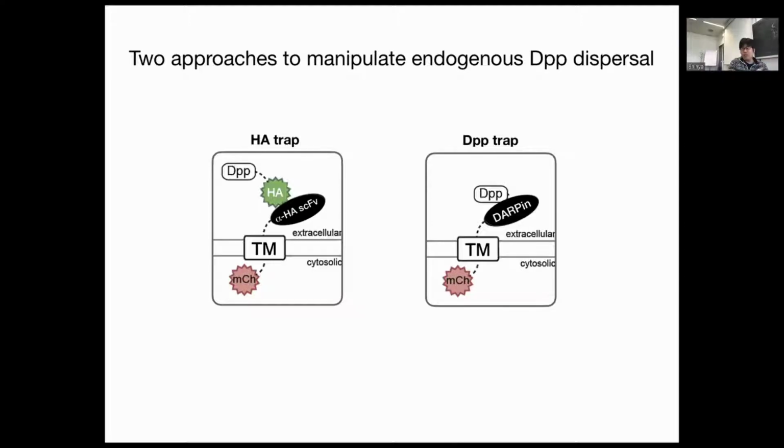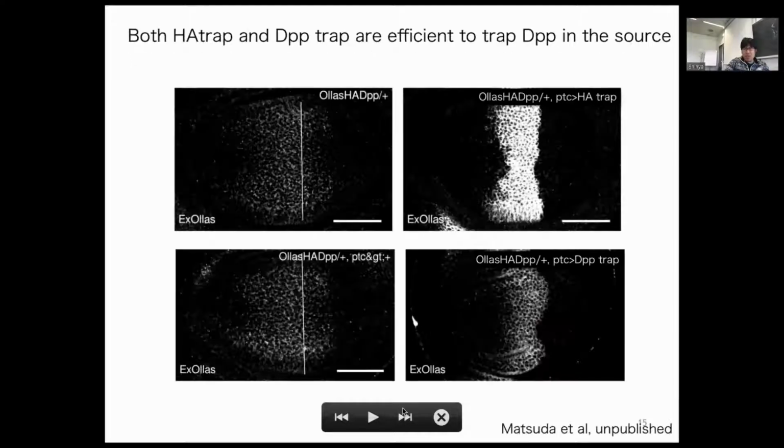the Plückthun lab in Zurich have a platform to screen DARPins against a protein, so we collaborated to screen a DARPin against DPP. And for the HA single chain antibody, I collaborated with my former lab in Japan, because they happened to have this sequence. So without collaboration, we could not have generated these two systems to manipulate endogenous DPP dispersal. So let's go into the detail a bit.